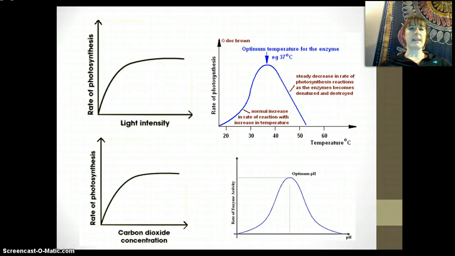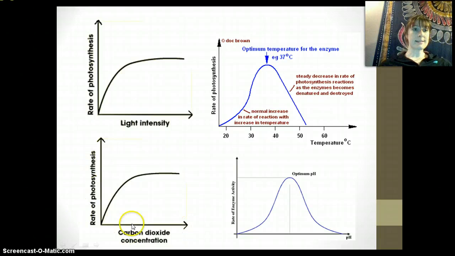There's a couple of things that'll impact the rate of this process. I want to think a little bit about why. First is light intensity. And so we require photons of light to excite those electrons. And as you add more and more light, the process is going to go faster. Eventually, though, all of the proteins in the thylakoid membrane are going to be working, and no matter how much light you add, they can't go any faster. And so the rate of photosynthesis will increase, and then it'll level off.